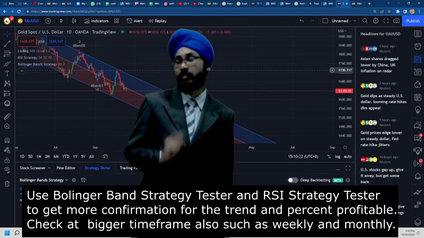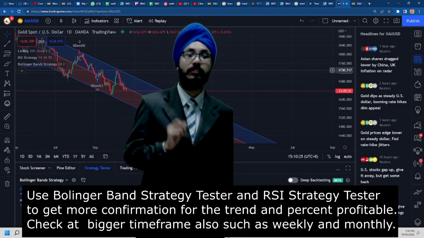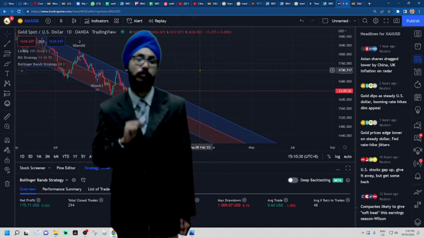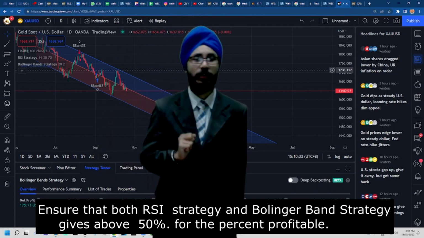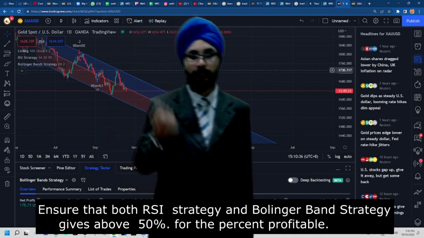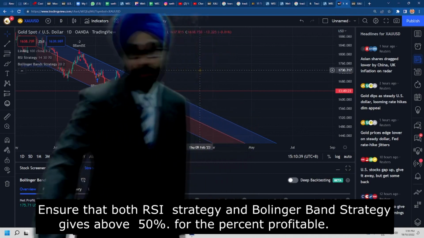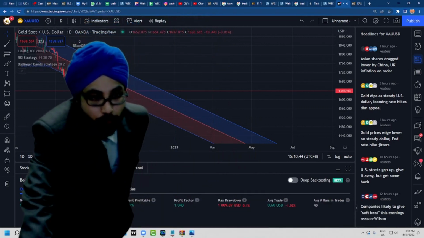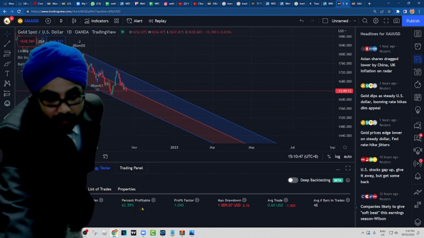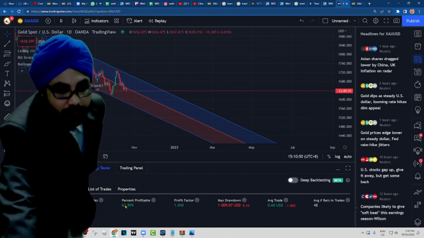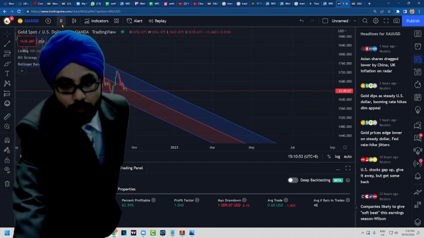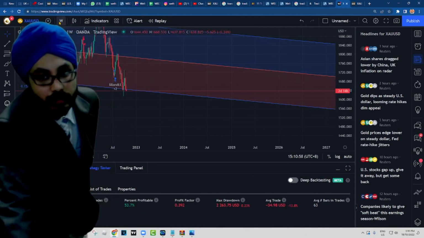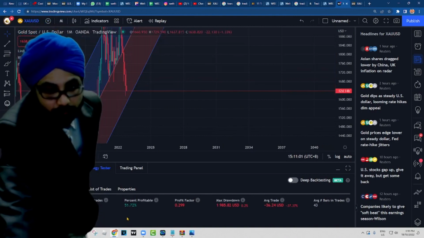We can use 2 strategy testers, which would be the Bollinger Band strategy tester and the RSI strategy tester. What is most important in these 2 strategy testers is that both must provide a percent profitable above 50%. As you are able to see here, for the daily Bollinger Band strategy tester, it is 62.59. If we look at the weekly, we have 53.7, and if we look at the monthly, we have 51.72.